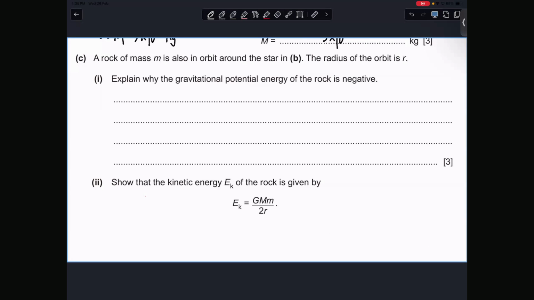Gravitational field, the attraction, to go further away from the black mass, energy must be applied to move the object. One point is correct. It's attractive. There has to be another point.